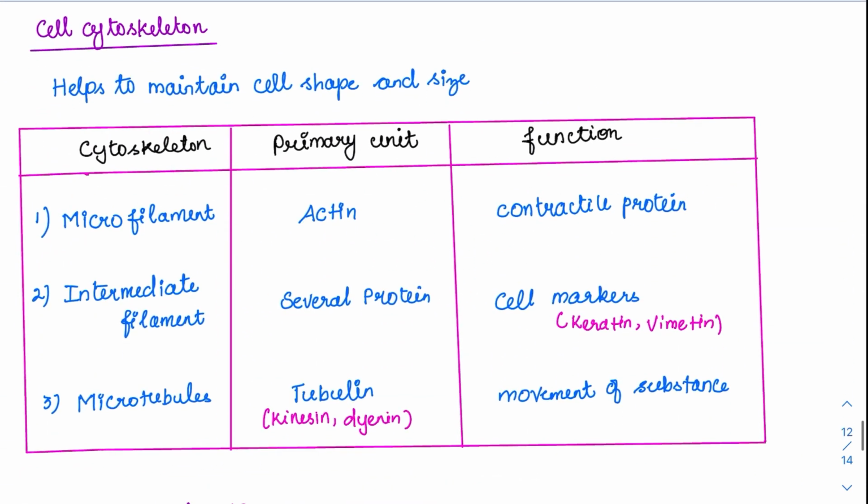So coming to the cell cytoskeleton. What is cytoskeleton? Skeleton means bones of the body. There are a few things which act like a skeleton to the cell. They are called the cytoskeleton. They help to maintain the cell shape and size.